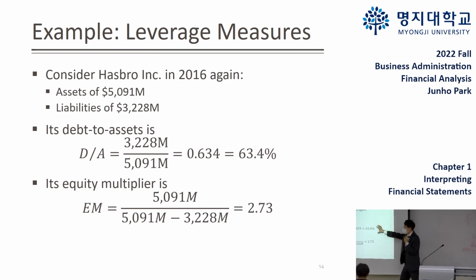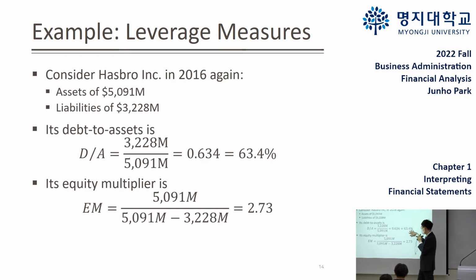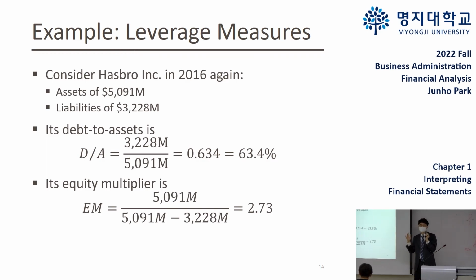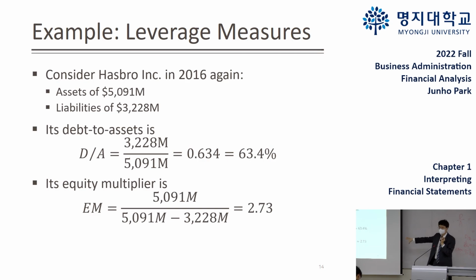So here these two have the same information, because debt to assets of 63% means that among 100% of your assets, 63% are coming from others, liability holders. So the remaining approximately 30% are coming from shareholders, right? And because 30% are composing 100%, you have 3 times equity multiplier. So they have the same information, but it is given in different forms.